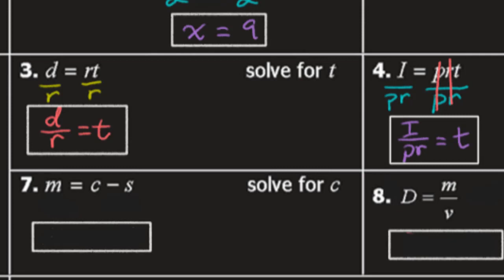Please pause the video and attempt number 7 and number 8. For number 7, you're solving for c, which means eliminating s. S is being subtracted, so add s to both sides. M plus s equals c. Number 8, we need to isolate m. M is being divided by v, so multiply by v on both sides. D times v equals m.